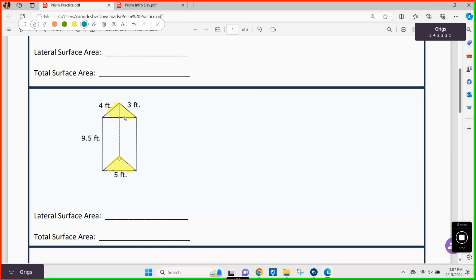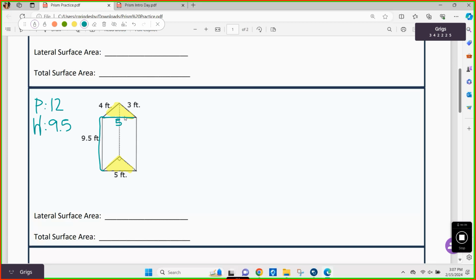Alright, so first thing I want to think about is the perimeter of my bases. So, the perimeter is 4 plus 3 plus what? 5 to give me a perimeter of 12. Okay, now my height of the shape is the distance between my bases, so it'll be a height of 9.5.